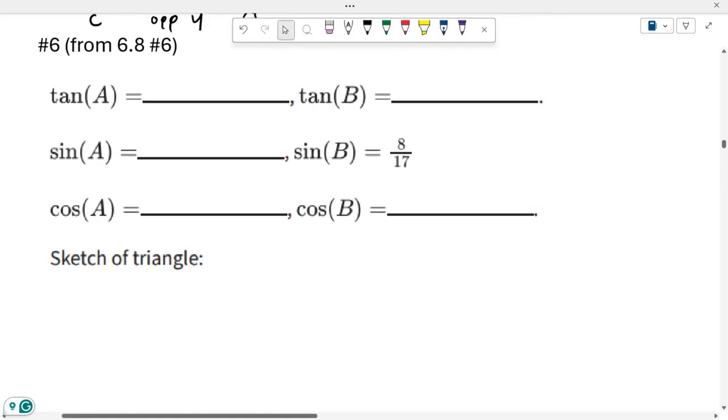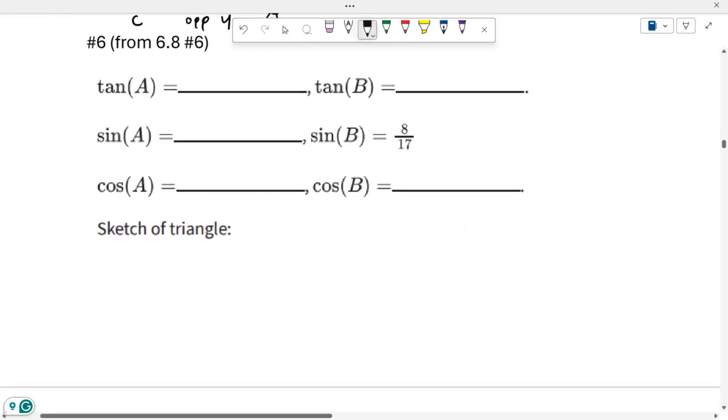Question 6. The directions ask us to sketch the triangle. Like I said, for 5, if you feel like you can't really visualize this triangle in your head and you're worried about it being to scale, don't worry about that too much. As long as the numbers and the letters are in the right place, it doesn't technically matter if the triangle is to scale or not.